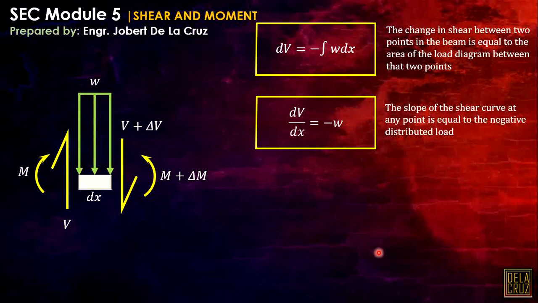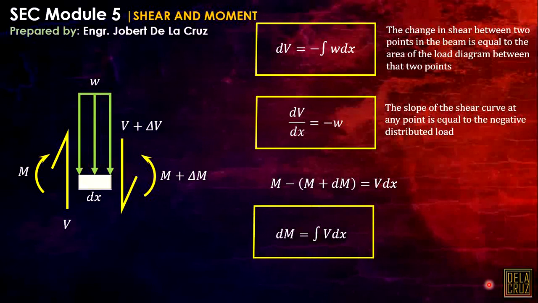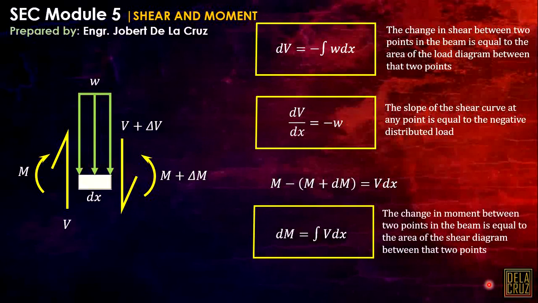Now, when we are talking about moment here, we can say that this moment minus the M plus dM is equal to V times dx approximately. Simplifying things there, we can use this relationship. The change in moment is equal to the integral of V dx. Generally, the change in moment between two points in the beam is equal to the area of the shear diagram between those points. This is considered the area of the shear diagram, the integral of V dx.